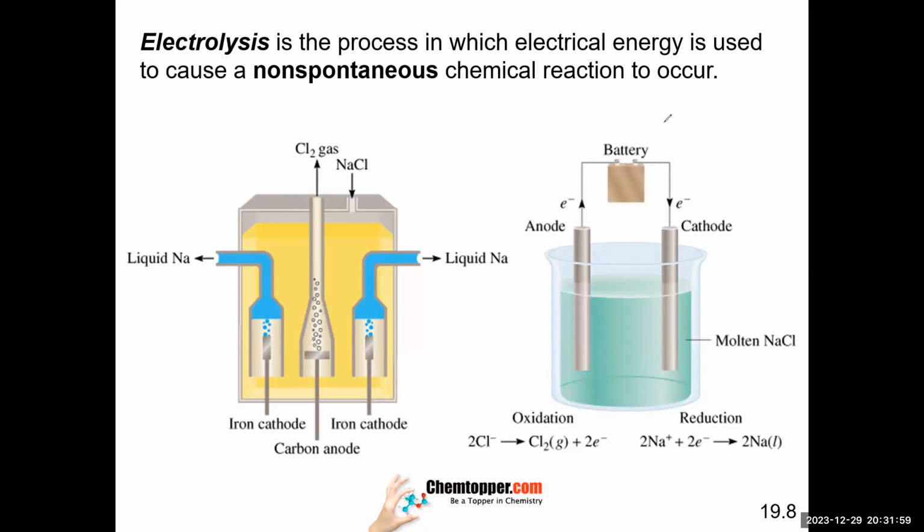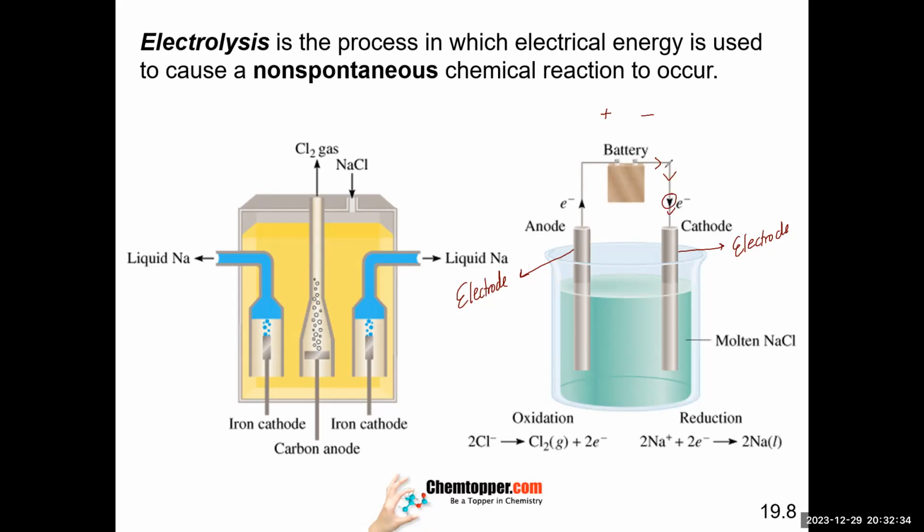See here, there is a battery. Battery means you are supplying electricity. Battery has a positive terminal and negative terminal. The positive terminal is connected to an electrode. This is the electrode. Negative terminal is connected to another electrode. The negative terminal will give electrons. They will pump in electrons. Like this, you can see how the electron is going.